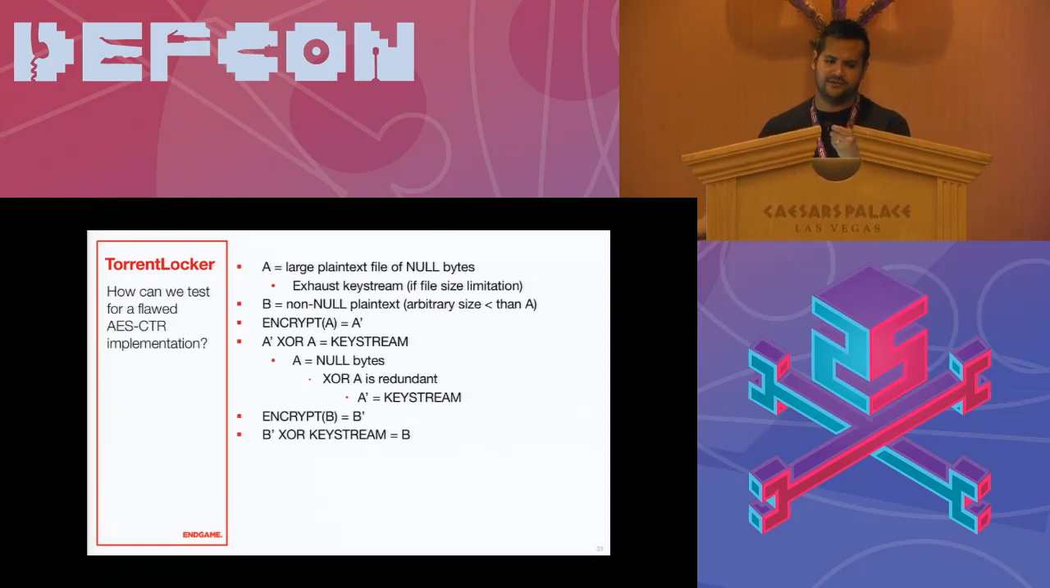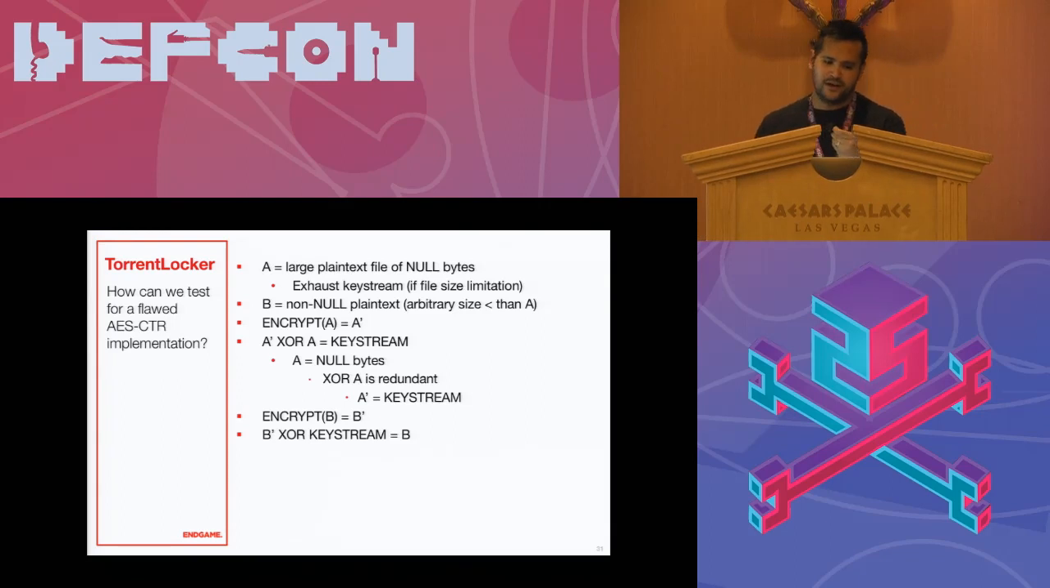For B, our second plaintext, it's going to be a non-null plaintext, just something of arbitrary size that's less than A, that we can hopefully use our keystream to decrypt the ciphertext and generate the plaintext. So we're going to have the ransomware encrypt file A, resulting in A prime, or the ciphertext. Then if we take that result, A prime, and XOR it with A, that should yield the keystream. And since A in this case is null bytes, if we XOR anything by null or zero, it's redundant. So we suppose A prime will be our keystream.